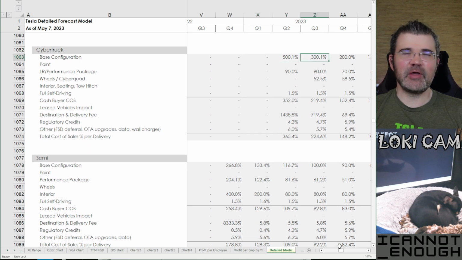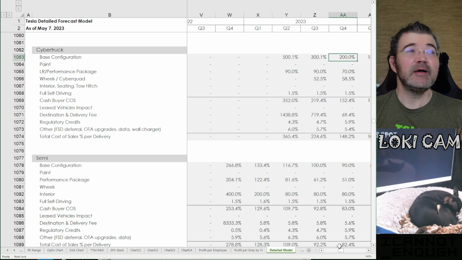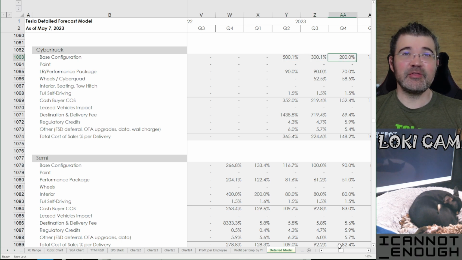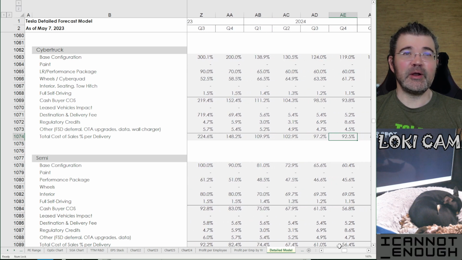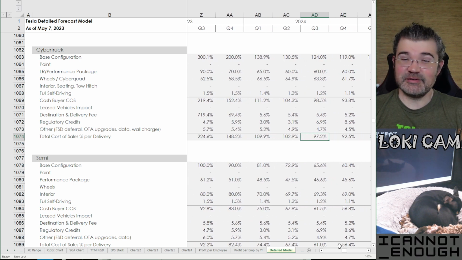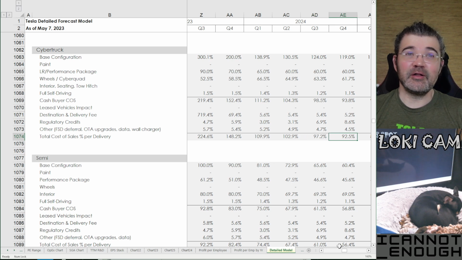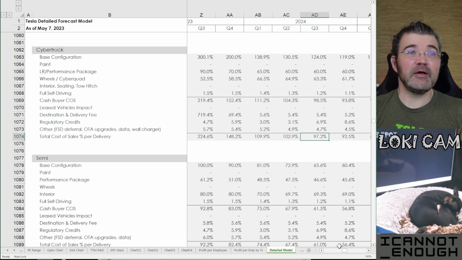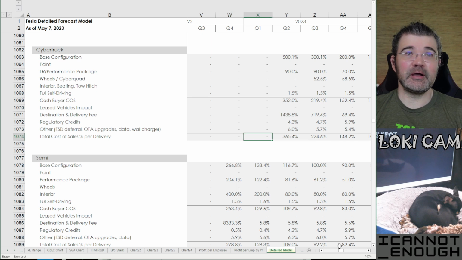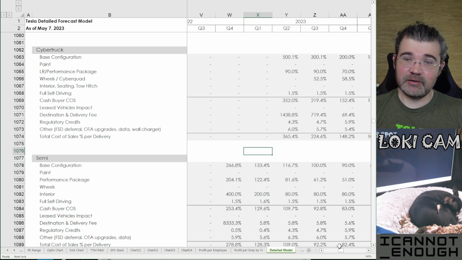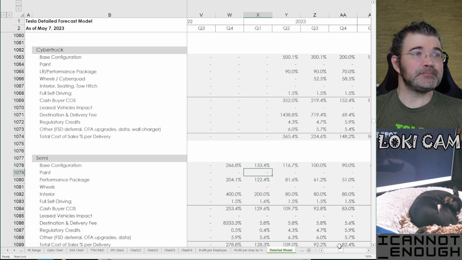Cybertruck, what do we have for cost of sales percentages? Extremely high. Cost of sales percentages, 500, 300, 200, and then at the bottom line, over 100 until the second half of next year, and then single-digit gross margins toward the end of next year is what I expect for Cybertruck before it gets up to the designed factory output.